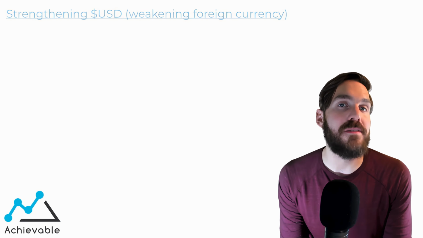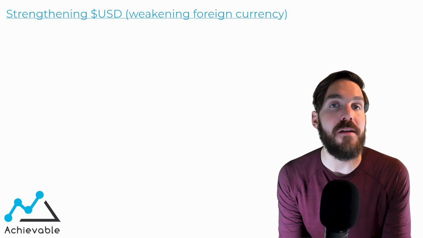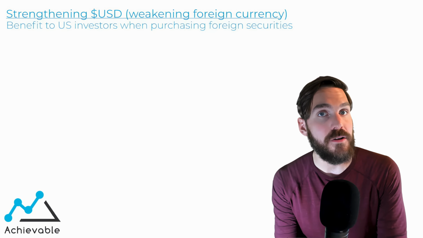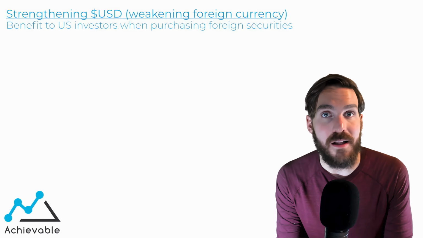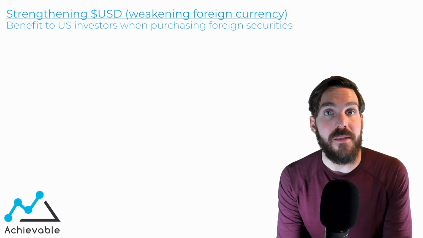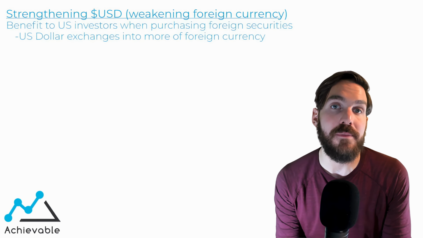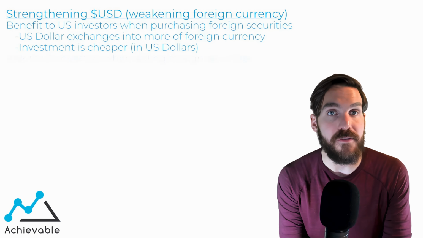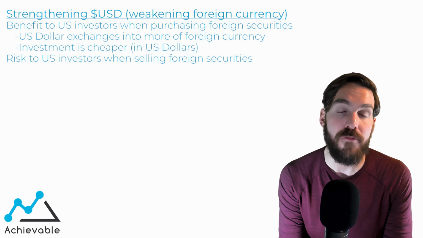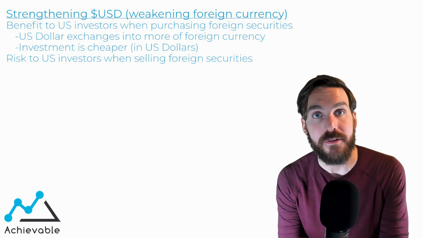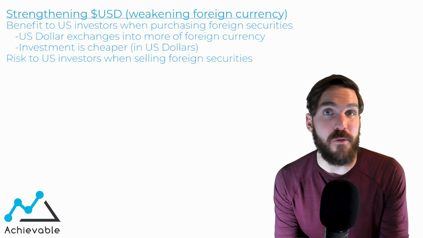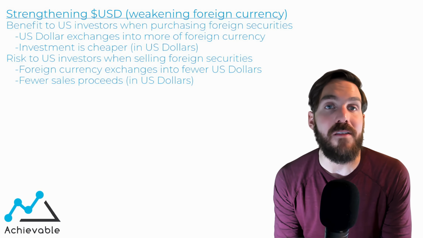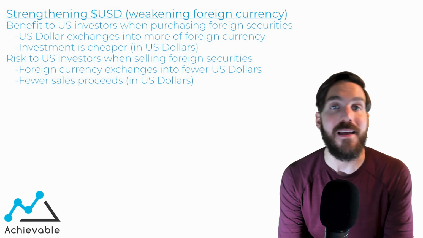A strengthening US dollar, or another way of saying a weakening foreign currency, that is a benefit for US investors when converting their US dollars to the foreign currency. With a strong US dollar, also known as a weak foreign currency, the conversion results in more of the foreign currency obtained, therefore the foreign purchase is cheaper. Now on the flip side, this is a risk for US investors when they are selling their foreign security and converting back to US dollars. With a strengthening US dollar or a weakening foreign currency, that means the conversion results in fewer US dollars obtained when they turn the sales proceeds from the foreign currency back into US dollars.